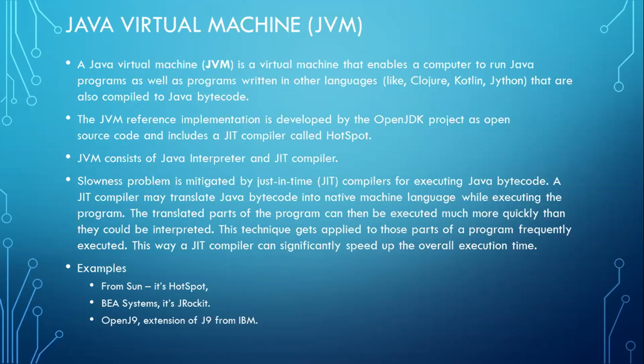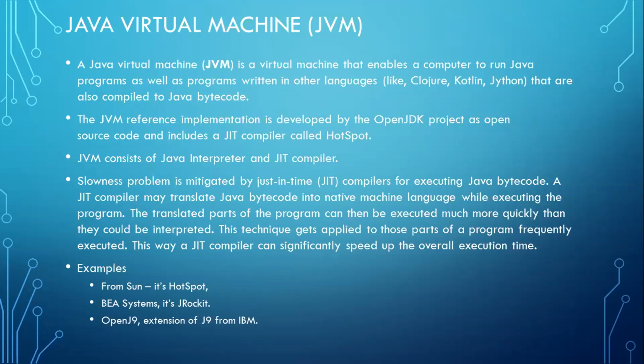So the JVM provides you an environment to run your Java program as well as programs written in other languages that are compiled to Java bytecode. Clojure, Kotlin, and Jython, before they get executed, are also transformed from source code into bytecode. So the JVM provides an environment not only to Java but to each and every JVM-based language.